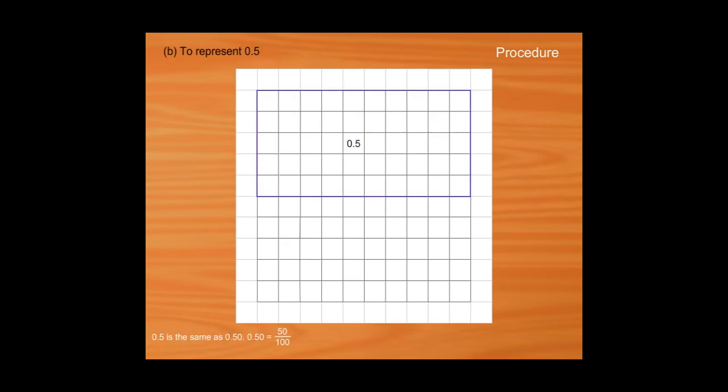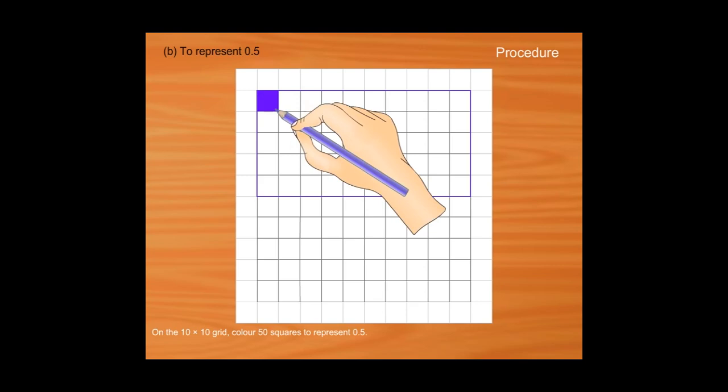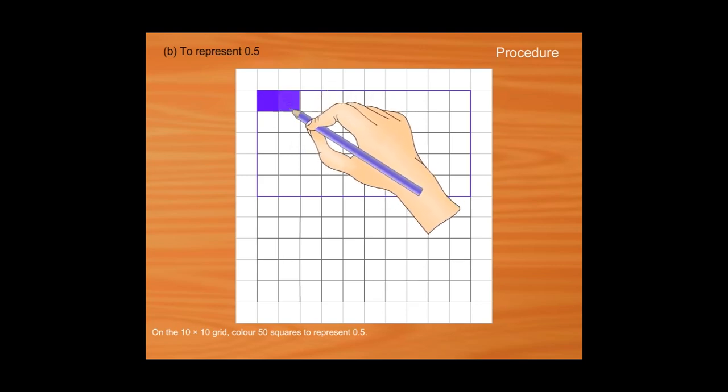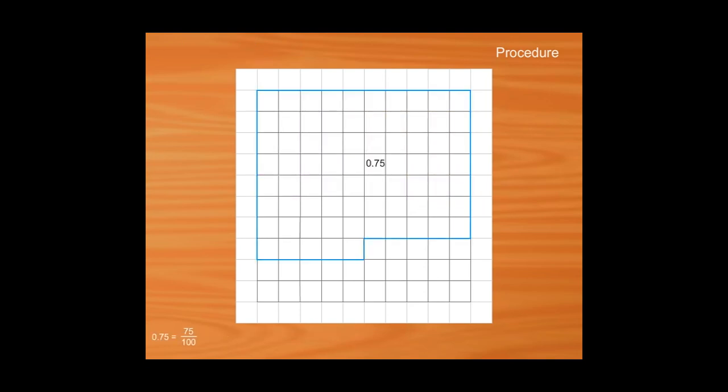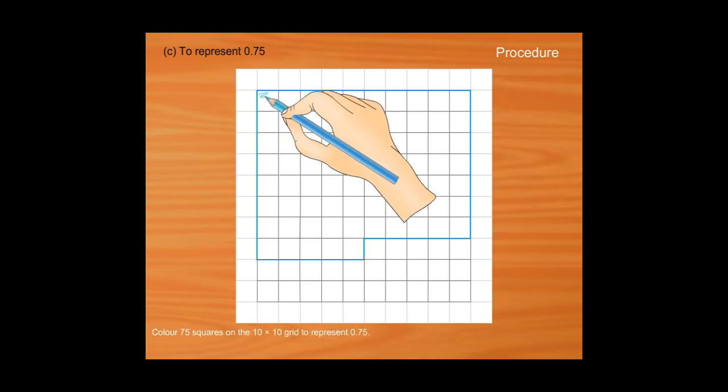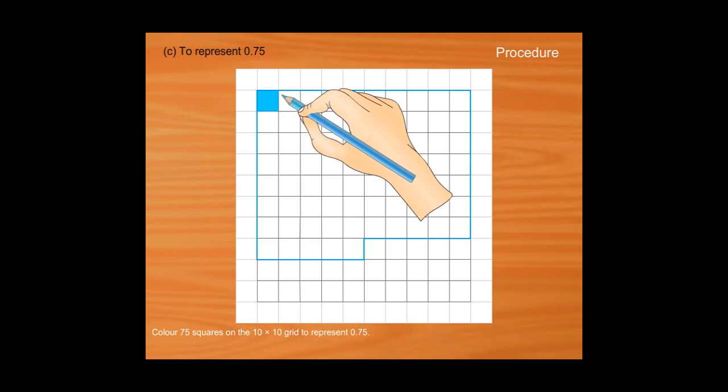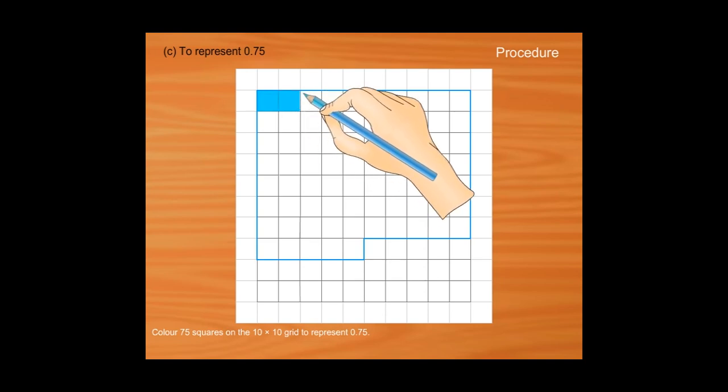To represent 0.5, 0.5 is the same as 0.50. 0.50 is equal to 50 upon 100. On the 10 by 10 grid, color 50 squares to represent 0.5. To represent 0.75, 0.75 is equal to 75 upon 100. Color 75 squares on the 10 by 10 grid to represent 0.75.